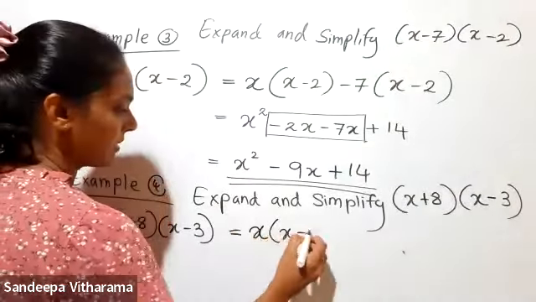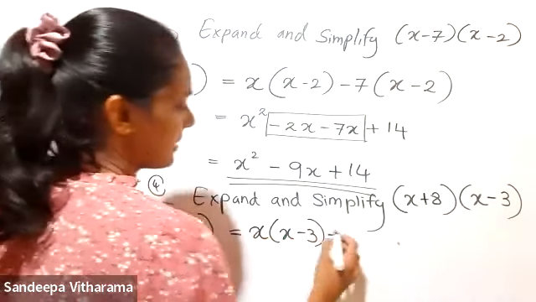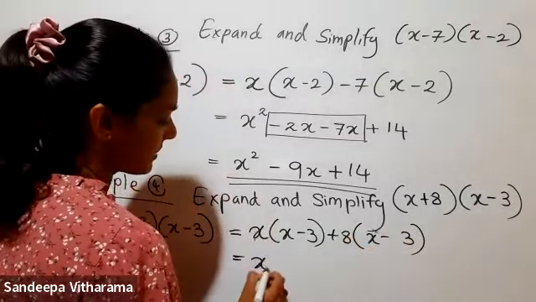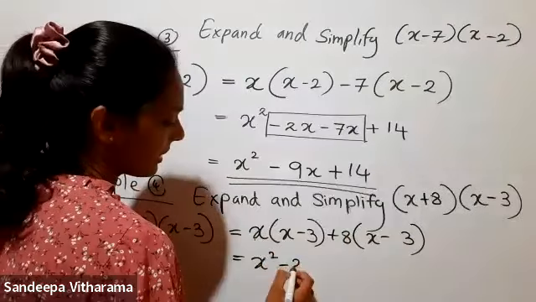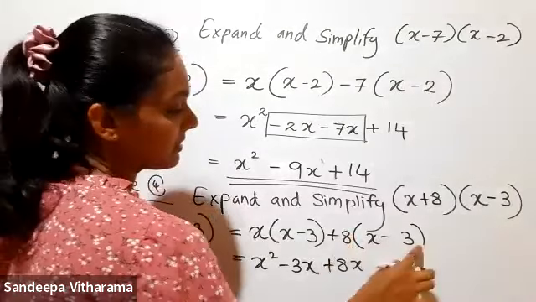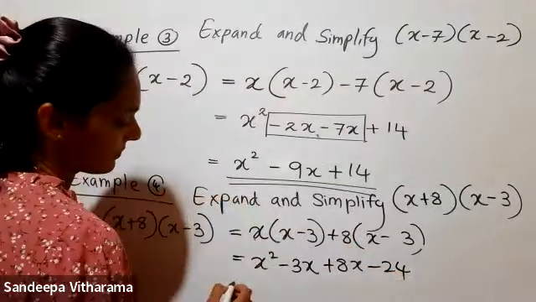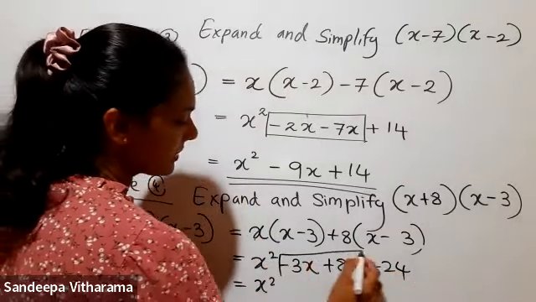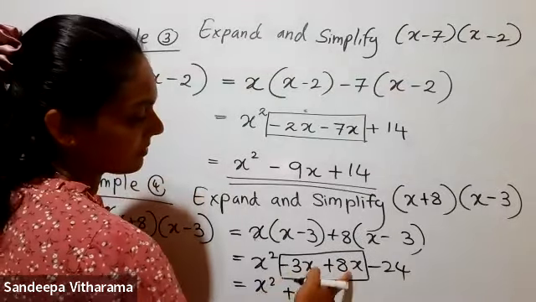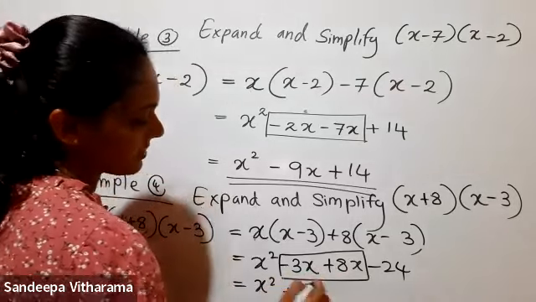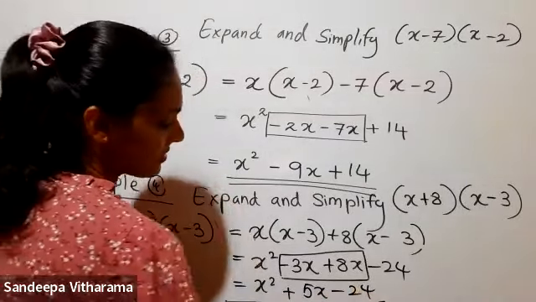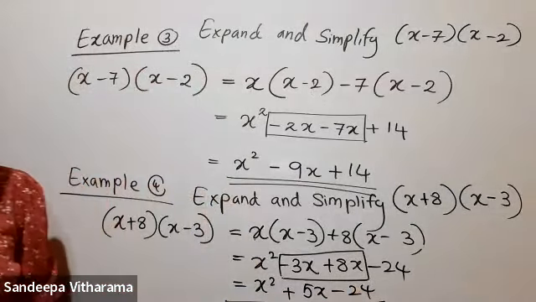x into x minus 3, here plus 8 into x minus 3. x into x, it becomes x squared. x into minus 3, it is minus 3x. 8 into x, it is 8x. Plus 8 into minus 3, it is minus 24. Then here you can see it is different sign numbers, no? You have to add different sign numbers, so you subtract 3 from 8. Then it is 5x. Include the sign of the large number, it is plus. Subtract 24. x squared plus 5x minus 24.